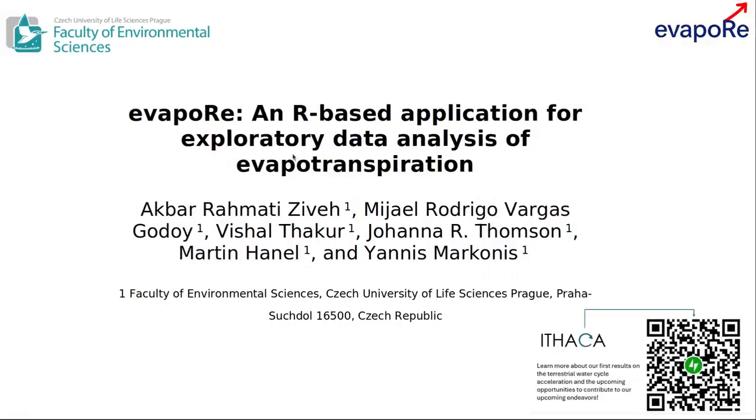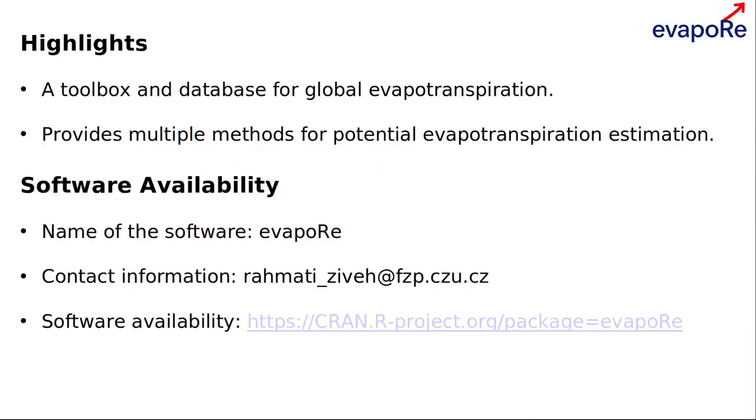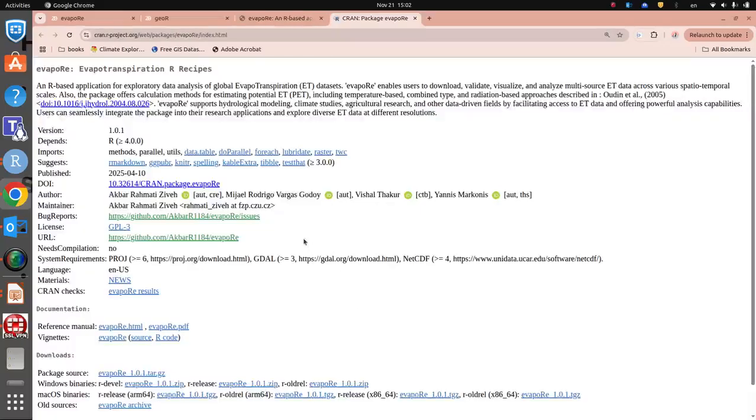In this video, I will introduce you to evapoRe, an R-based application for exploratory data analysis of evapotranspiration. Then we will go through some practical usage of evapoRe. evapoRe is a toolbox and database for global evapotranspiration. It also provides multiple methods for potential evapotranspiration estimation. The package is available on GitHub. You can easily download the package, install it in R, and use it.